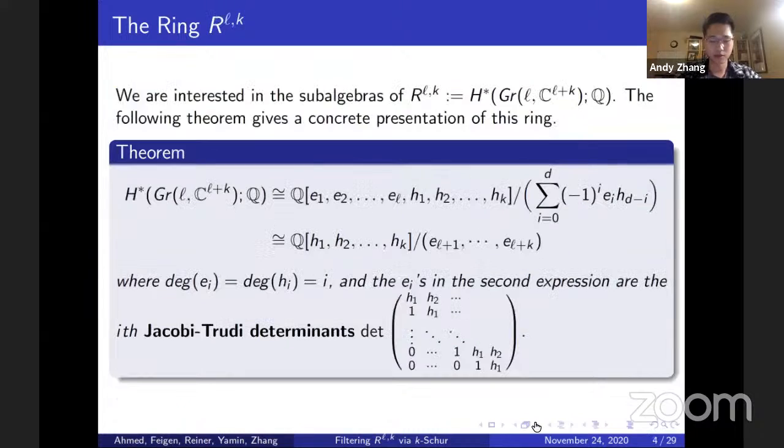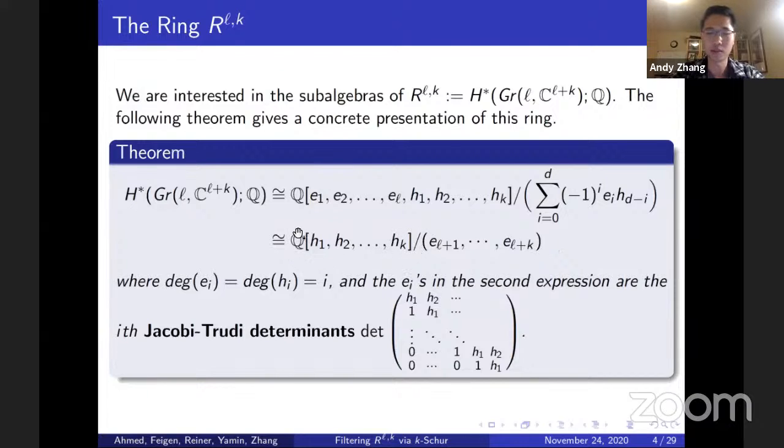Now we can introduce the main object of our interest, which is the cohomology ring of the complex Grassmannian with rational coefficients. We shall denote that by R_{l,k}. The following theorem gives a very nice and concrete presentation of this ring in terms of generators and relations. As you can see, there are two different ways to present this ring, and we shall focus on the second way in this talk.